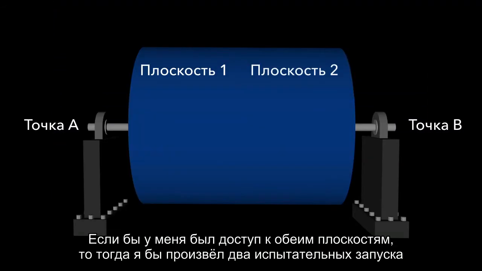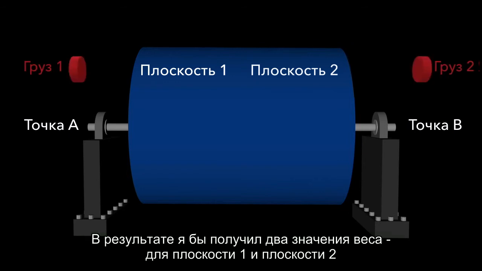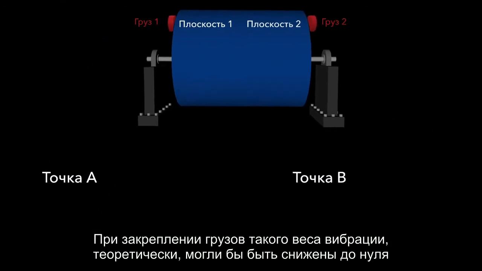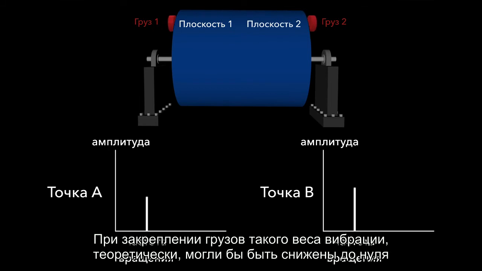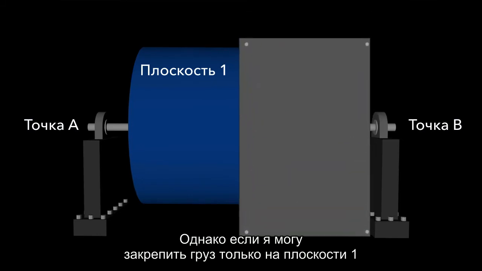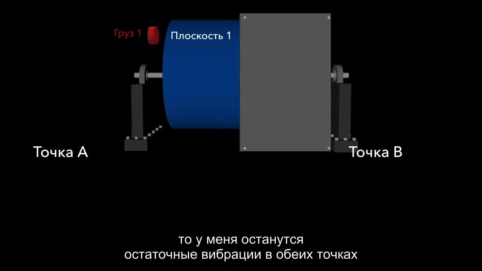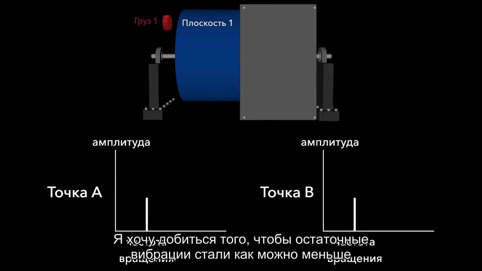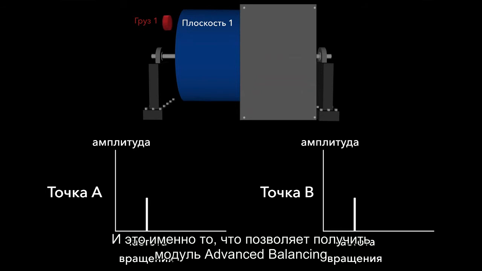If I have access to both planes, then I do two trial runs. Then I get the two masses for plane 1 and plane 2. The vibrations should decrease theoretically to 0 when I mount them. But if I can mount mass just to plane 1, then I get residual vibrations in both points. And this is the key point. I won't get the residual vibrations as low as possible. And this is actually what advanced balancing can do.